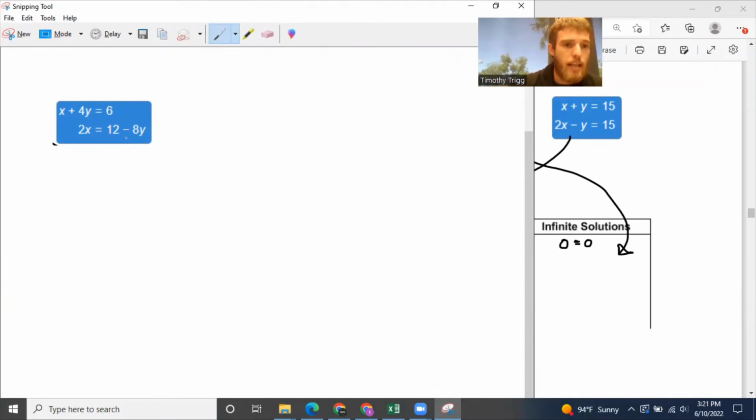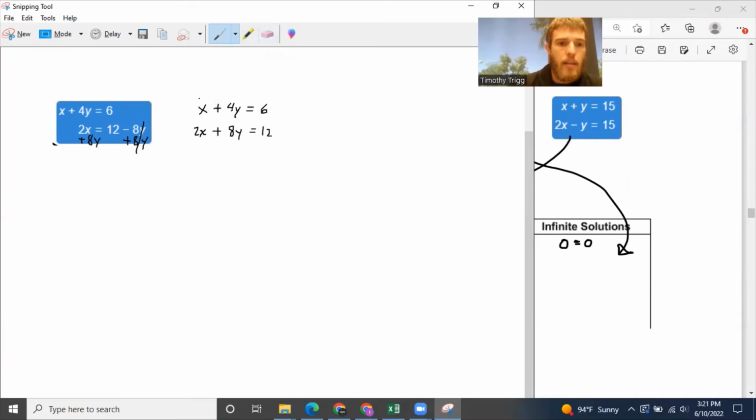Okay, so this one, once again, needs to be rearranged. So I'm going to have to add 8y to both sides of the equation. That way I get my x's and y's and everything else lined up. Cancels here. So that's going to give me this bottom equation can now be rewritten as 2x plus 8y equals 12. The top equation had no need to change. So x plus 4y equals 6.